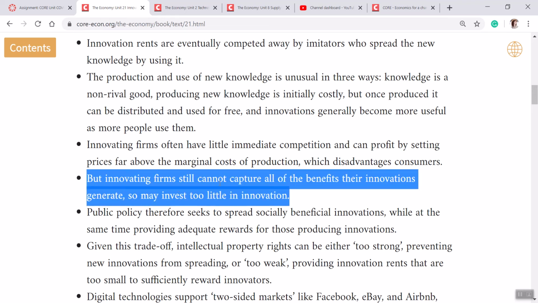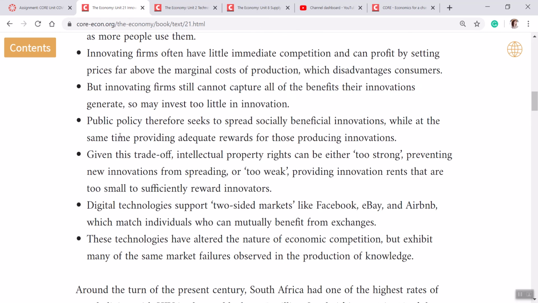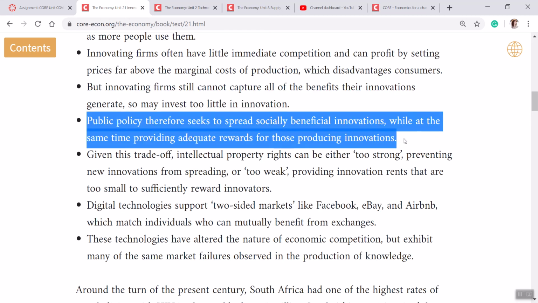So now we have innovating firms can't capture all the benefits of the innovations they generate, so they may invest too little in innovation, right? Because it's a huge risk. If other people are going to start copying that, if prices are going to start getting lowered before you can recover your costs, where's the incentive to continue to innovate in any kind of industry? So in steps public policy.